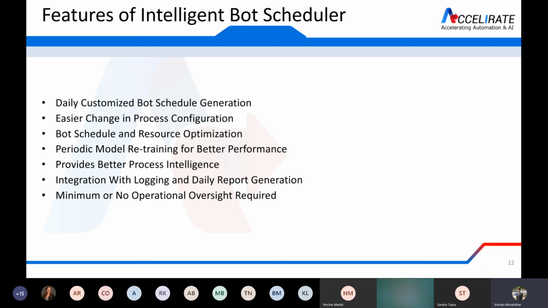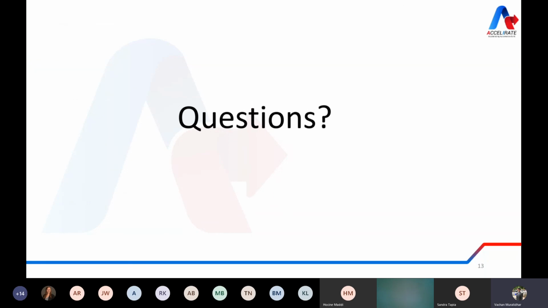And it can be integrated easily with the existing logging and reporting capabilities in an enterprise, so we can monitor on a daily basis. We have visualizations where we can easily monitor how these bots are evolving, how these bots are performing, and what increased efficiencies we get by using an intelligent bot scheduler. All these modules are entirely automated, so we don't require any changes or oversight for the operation of the intelligent bot scheduler. Yeah, so this is the end of the bot scheduler. If you have any questions, please ask in the chat window.